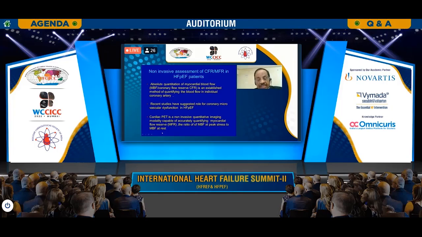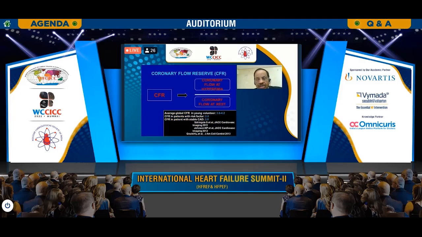Cardiac PET is a non-invasive quantitative imaging modality capable of accurately quantifying myocardial blood flow reserve. How do we calculate the ratio? It is the ratio of myocardial blood flow at peak stress to myocardial blood flow at rest. So here we calculate coronary flow at hyperemia with IV adenosine pharmacointervention, against coronary flow at rest. In normal volunteers, the CFR is 3.6 to 4.2, but in patients with risk factors it is 2.8, and in patients with stable CAD it is 2.0.